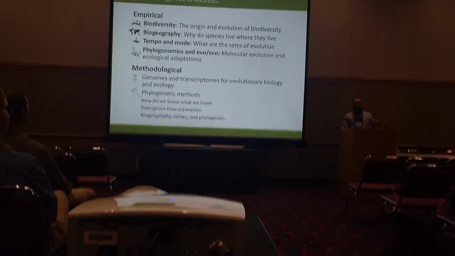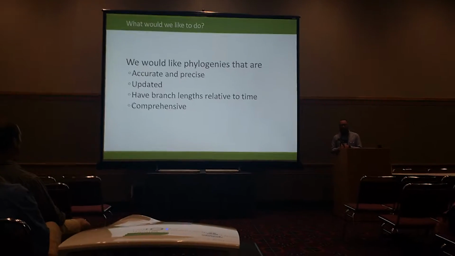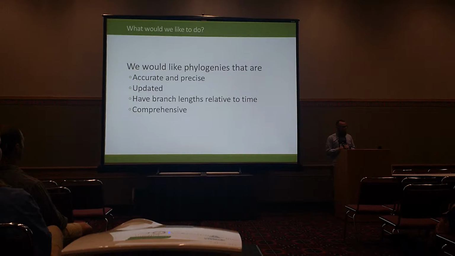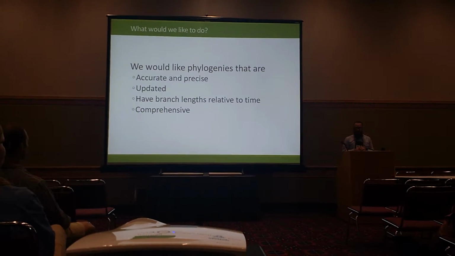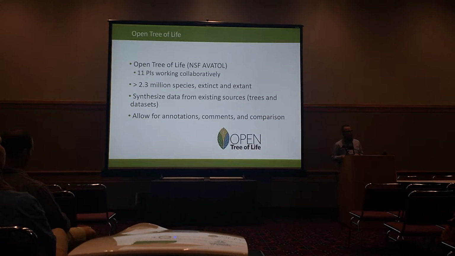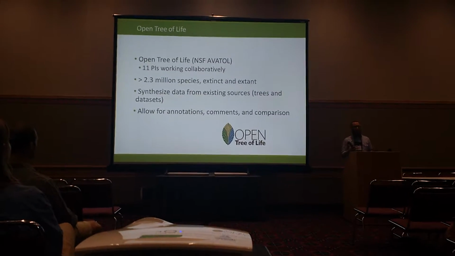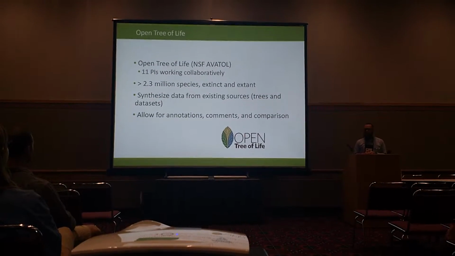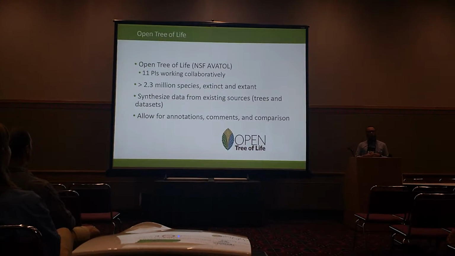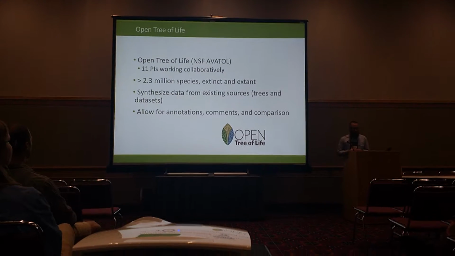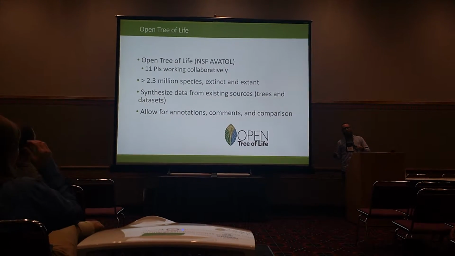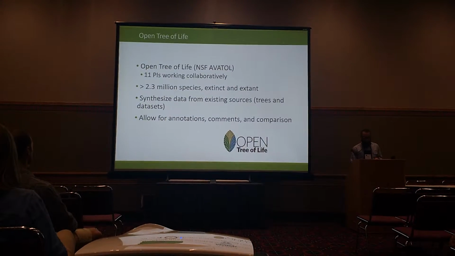So primarily we want phylogenies that are accurate and precise, up to date, and if possible have branch lengths relative to time, and comprehensive if possible. So the Open Tree of Life was aiming to do at least a lot of this work, and it's already been talked about a few times, but it's a fairly large project in terms of the number of PIs, but also the goals. And the idea was to synthesize existing data sources, not generate new data, to construct a tree of life.